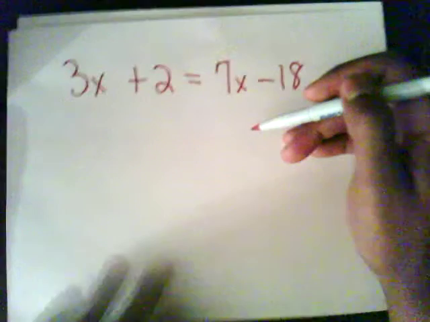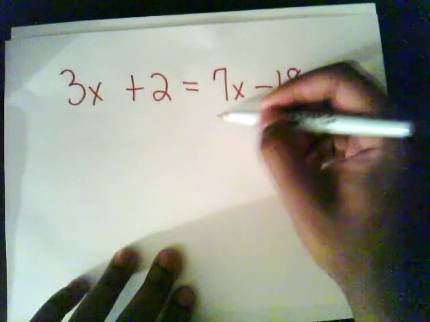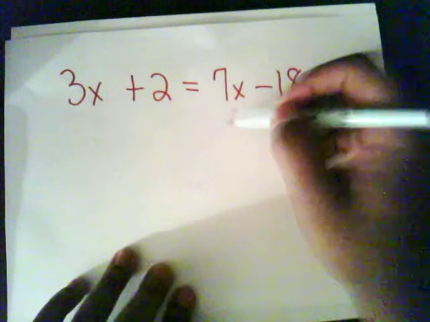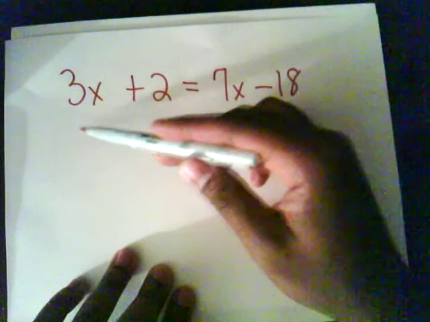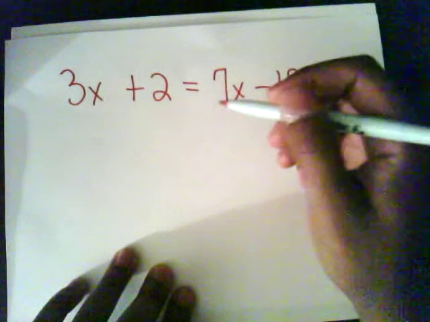How do we do that? Well, if we were to bring 7x over, we would have to make it a negative 7x, because we have to do the inverse operation. Now, if we bring negative 7x over, 3x minus 7x is negative 4x. We want to stay away from that if we can. So we're going to bring the 3x over.